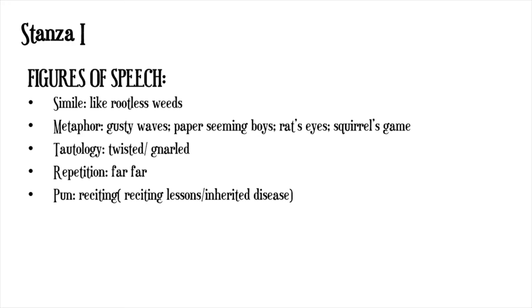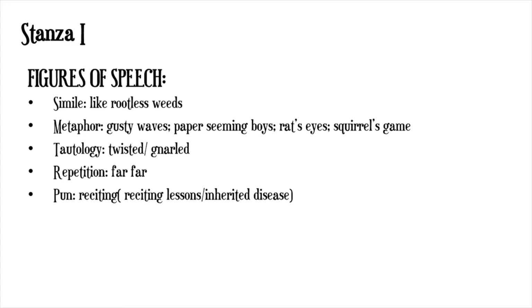Then the poet has used tautology when he talks about the boy who has inherited the disease from his father. He uses the terms twisted and gnarled. These are two different words, but they convey the same meaning, that the boy has deformed bones. So that is why the poetic device is tautology.